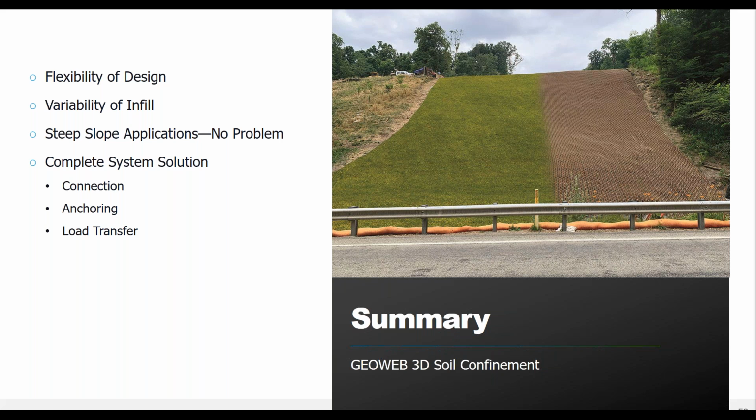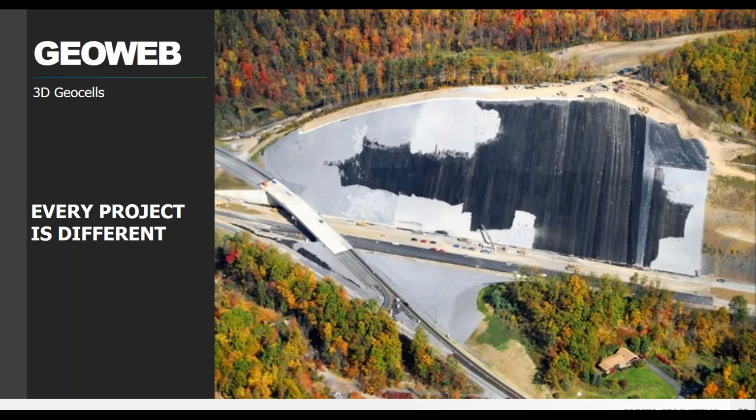So just a little bit of a summary here. GeoWeb has a great flexibility of design, has the variety of infills that you can choose to meet your specific project needs, including mixing infills if that's what's appropriate. Really steep slopes are not out of the question, even where otherwise you might have thought, there's just no way vegetation is going to grow here. It can with the GeoWeb system. And this is a complete system solution. So this is ease of installation, peace of mind. This has everything you need to make sure your project is going to be successful.